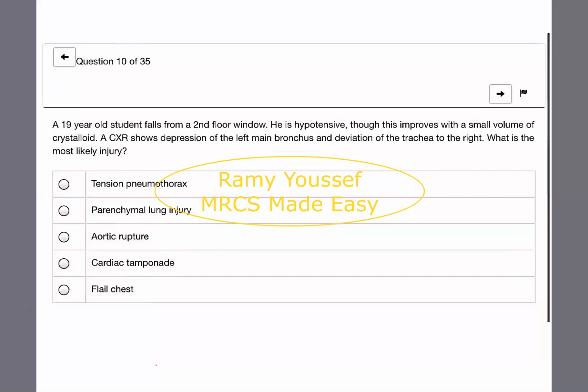Okay, but depression of the left main bronchus and deviation of the trachea to the right. Is it not a clinical picture, or pathognomonic features of chest X-ray, of some disease? Yes. Okay, so it's tension pneumothorax. Does it make depression of a main bronchus? If you find a deviation in tension pneumothorax, would you find a depression of any of the main bronchi, or is the whole bronchus with the two main bronchi deviated?